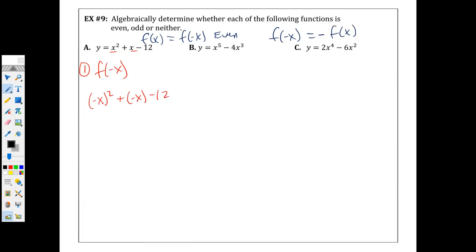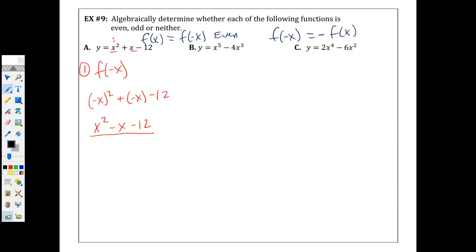And I'm going to simplify this. A negative times a negative is still going to be a positive. A positive times a negative is a negative. And I have negative 12. So the first thing I have is that x squared minus x minus 12 is what my f of negative x is. If it is different from the original, that means that it is not even.